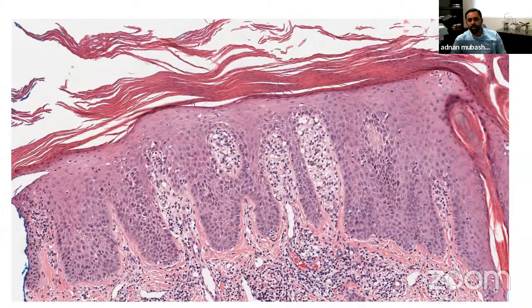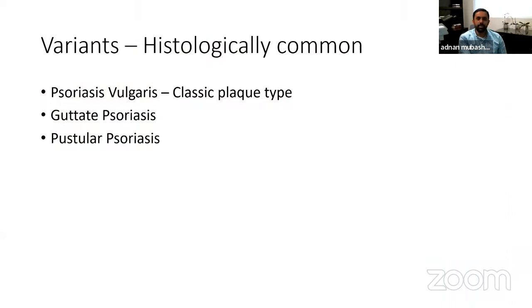And 2% of the US population has psoriasis. So any pathologist who's training right now, or any pathologist who's practicing, should be well versed in the diagnosis of psoriasis, because the treatment will depend on it. That was one variant of psoriasis.